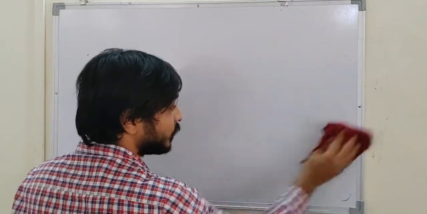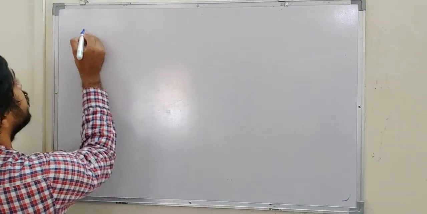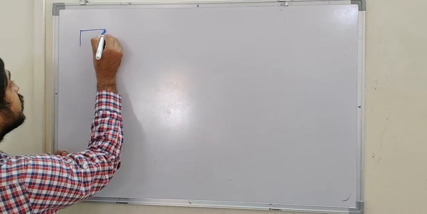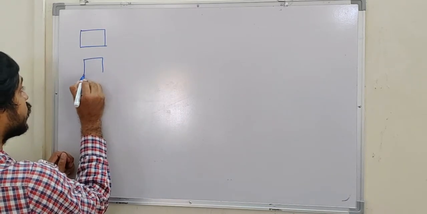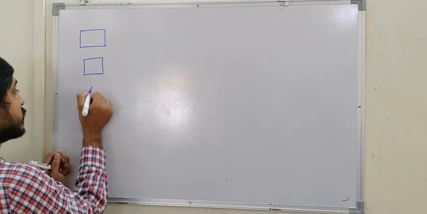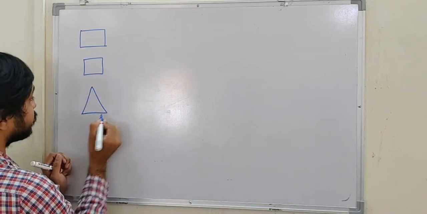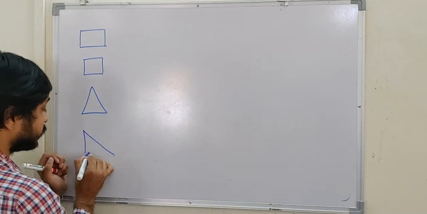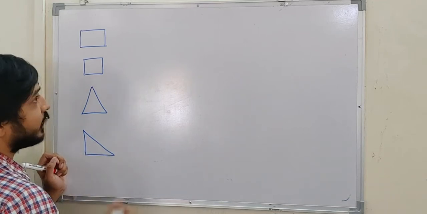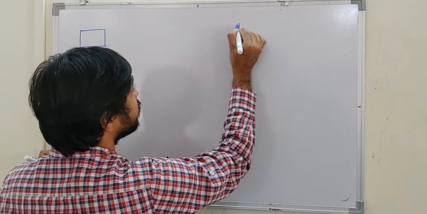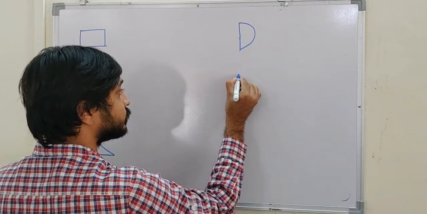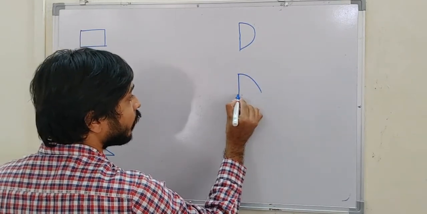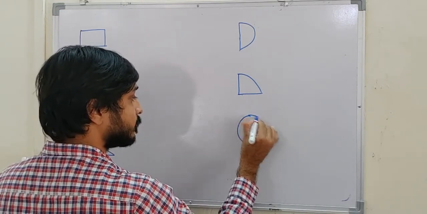Now, note down the centroids of all the known figures. Okay, so here I'll draw the figures. So this is the rectangle, this is the square, this is a triangle, this is one more triangle, and here I'm writing for a semicircle, and for a quarter circle, and for a circle.